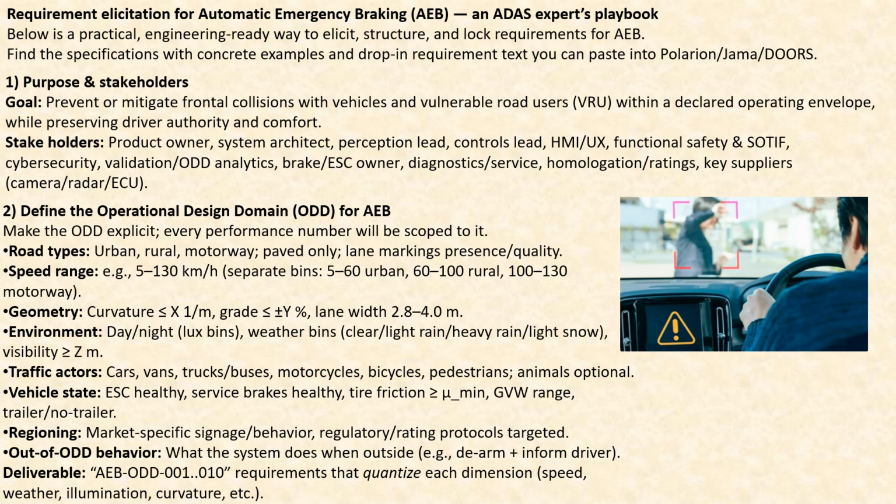Now, when it comes to automatic emergency braking, below is the practical, engineering-ready way to elicit, structure, and lock requirements for AEB. And once these requirements are locked, you can define the specifications with concrete examples, in drop-in requirement text you can directly paste into Polarion, JAMA, or DOORS. I'm sure everybody knows, or if you don't know, please understand that Polarion and DOORS are important tools in which, once the requirements are elicited, they are noted down.